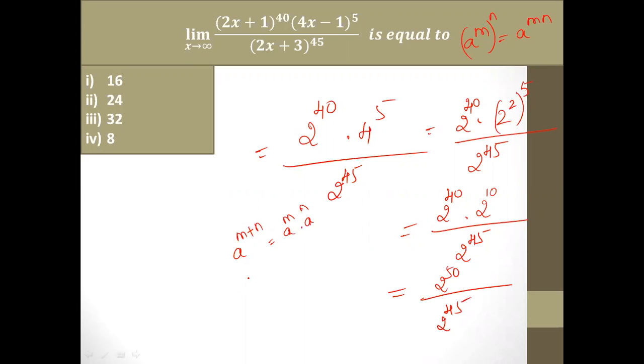And if you have in the form a power m by a power n, you can write it as a power m minus n. Here you can see the base is the same on both sides. The power is 50 here and 45 there, so when taking the 45 up, it becomes minus. So it becomes 2 power 50 minus 45, which is 2 power 5. 2 power 5 is nothing but 32. So the correct answer is option C. That is 32 is the correct answer.